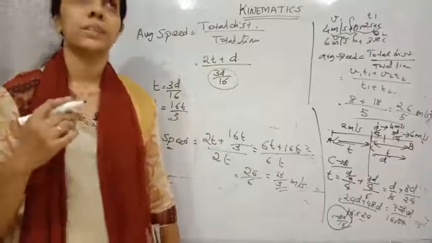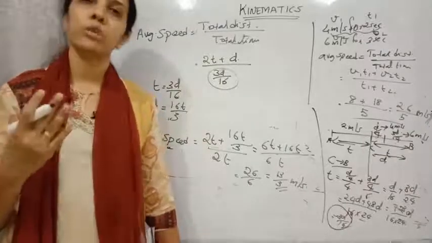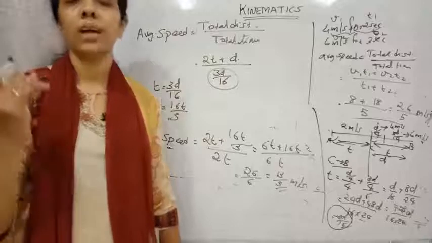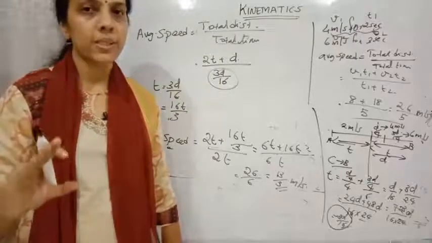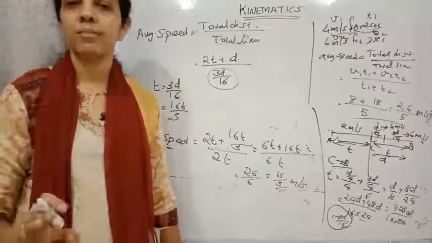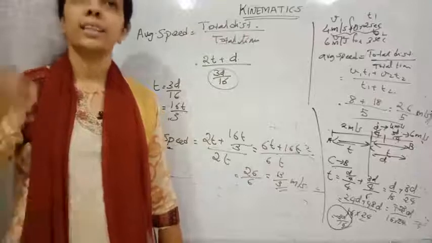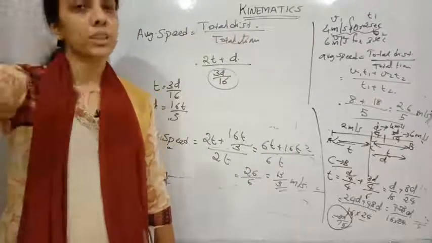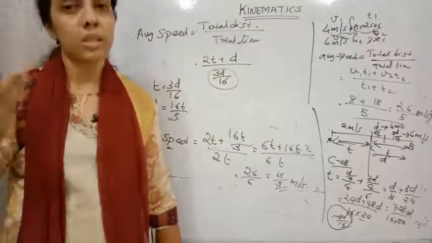Next we are going to consider uniform acceleration. In the case of uniform acceleration, we know we have three main formulas. Which are they? v equals u plus at, s equals ut plus half at square, v square minus u square equals 2as. And in the case of free fall, if the object is under free fall, instead of a we can use the g value.